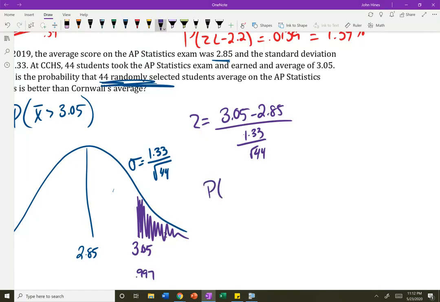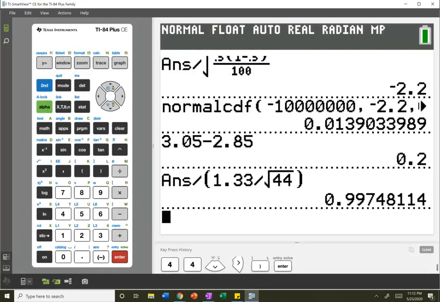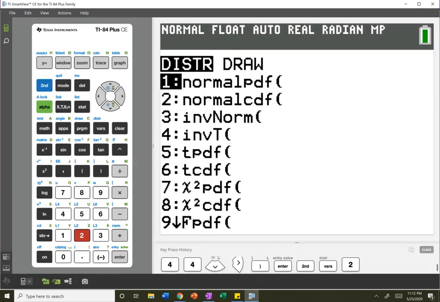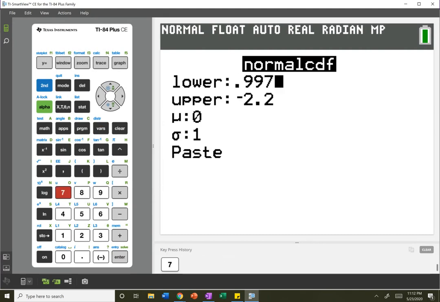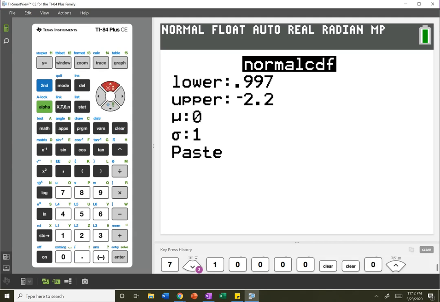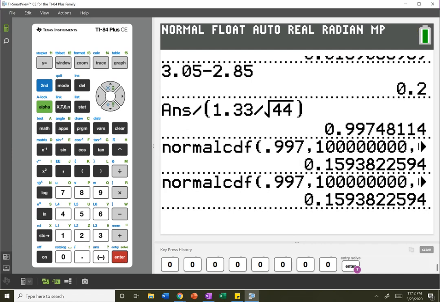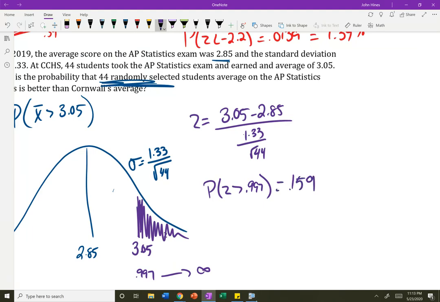So what's the probability? I'm down here at 0.997 all the way up to infinity. What's the probability that z is bigger than 0.997? So let's see what that is. Second distribution, normal CDF, 0.997, all the way up to, my upper bound is infinity, a bajillion. So the probability that someone's average is better, randomly selecting 44 kids and doing better than Cornwall, that happens 0.159 or 15.9% of the time.